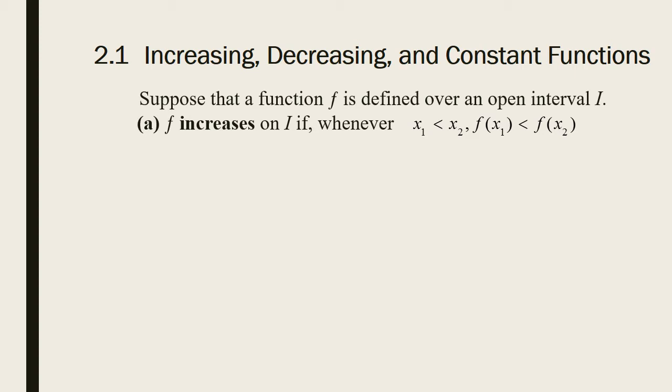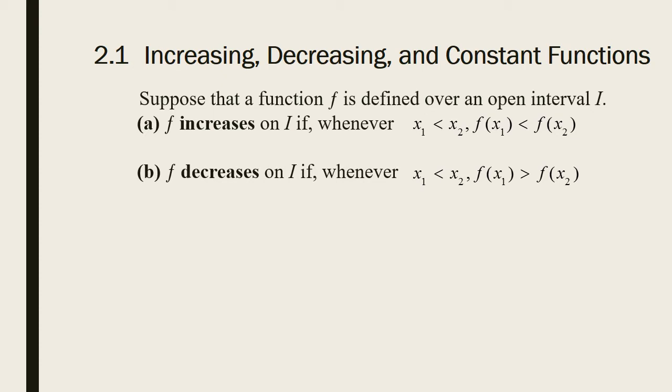A little more formal definition. Suppose that a function f is defined over the open interval I. F increases on I whenever x1 less than x2 means that f of x1 is less than f of x2. In other words, lower x values give you lower y values, higher x values give you higher y values. This one's the opposite. F decreases on I if whenever x1 is less than x2, then f of x1 is greater than f of x2. In other words, as your x values increase, your y values decrease, or as your x values decrease, your y values increase. They go in opposite directions.